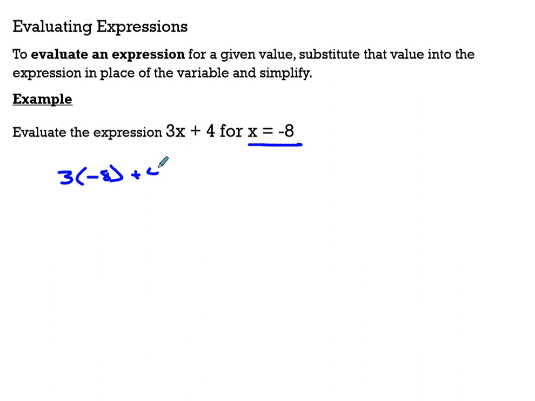Plus 4. Okay. And that becomes negative 24. Watch your negatives, watch your positives, that sort of thing. Watch your signs. And that's negative 24, plus 4. So the value of this expression when x is equal to negative 8 is negative 20. Because all I did was I took out the x and replaced it with the number that I was given. In this case, it was negative 8.